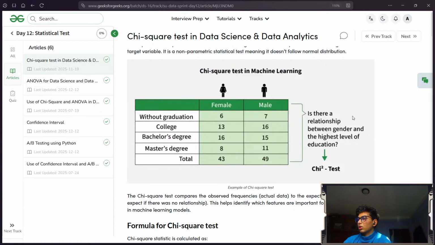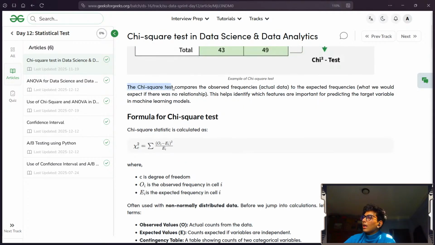Normal distribution is like that bell-shaped curve. Chi-square test in machine learning. Is there a relationship between gender and highest level of education, such as master's degree, bachelor's, college, without graduation? The chi-square test compares the observed frequency, the actual data, to the expected frequency, what we would expect if there was no relationship. This helps identify which features are important to predicting the target variable in machine learning models.